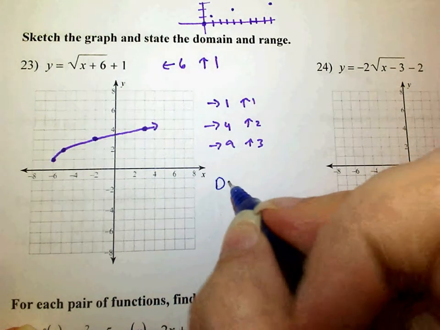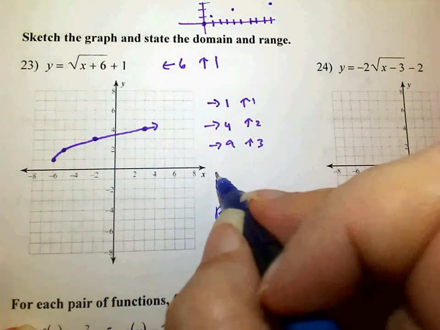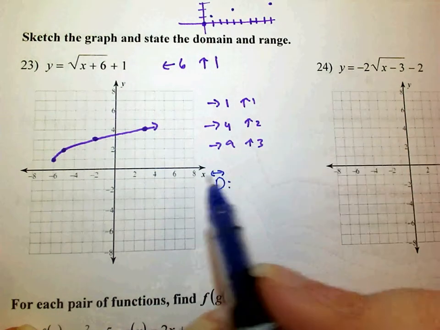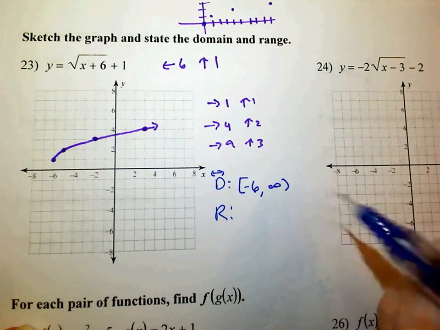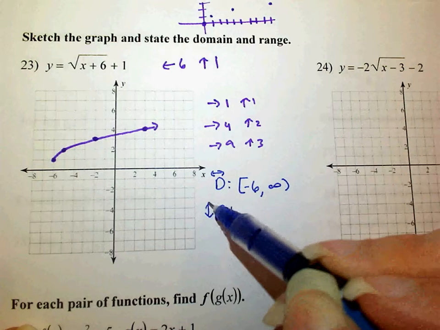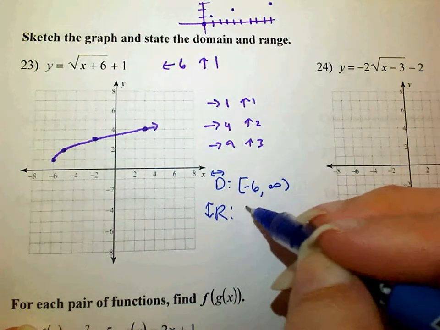Now it does say domain and range. Remember that domain is left and right. So the farthest to the left, this function goes is negative 6, and the farthest to the right is positive infinity. Range is up and down. The lowest the function goes is 1, and the highest it goes is infinity.